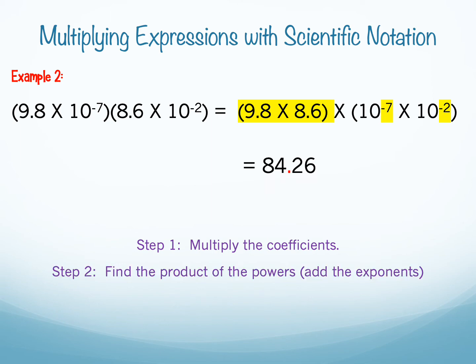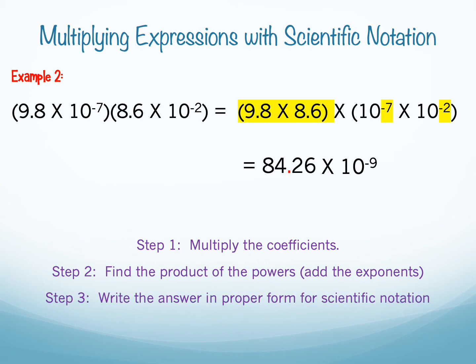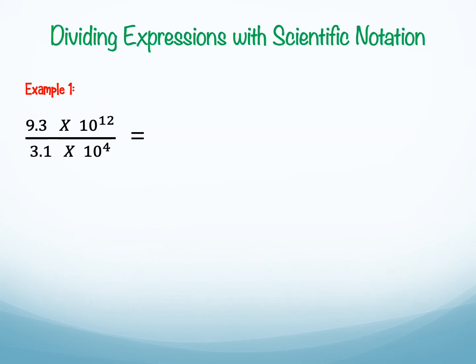Next, we're going to find the product of the powers by adding the exponents, and we get 10 to the negative ninth. Notice again that this is not in proper form, so we have to write the answer in proper form by moving the decimal point back one place. We add 1 to the exponent, and we get 8.426 times 10 to the negative 8.